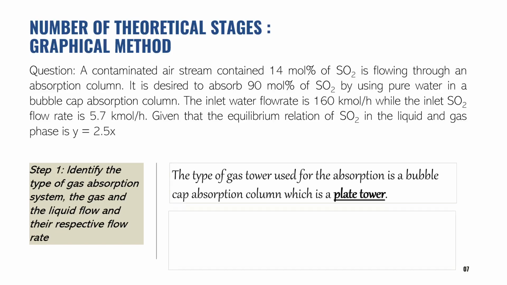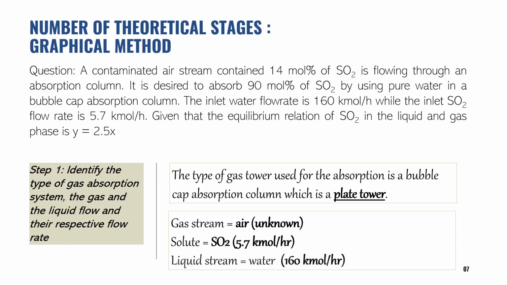Alright, so for this particular case, the type of tower used for the absorption is a bubble cap absorption column, which is clearly a plate tower. The gas stream is air, whose total flow rate is unknown. What we do know is the total SO2 flow rate, which is 5.7, and the liquid stream is purely water at 160 kilomole per hour.